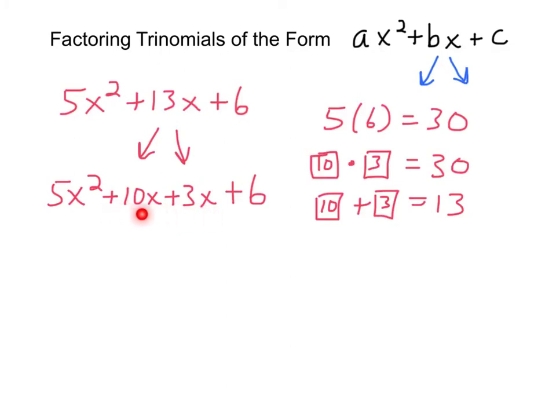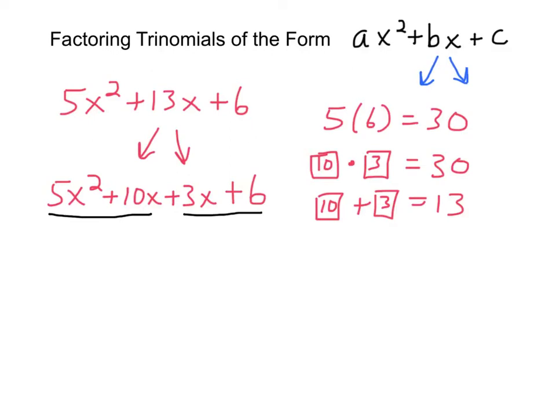So if you wrote plus 3x first and then plus 10x, it would still work. The steps would be a little different, but your final answer will still come out the same. So you can't go wrong with what order you write them down in. Now that we have 4 terms, we'll finish this off using grouping, which we just learned. So we'll group the first 2 and the second 2.